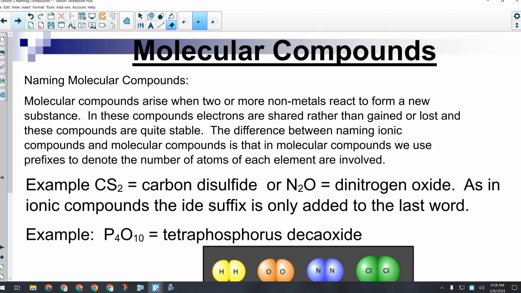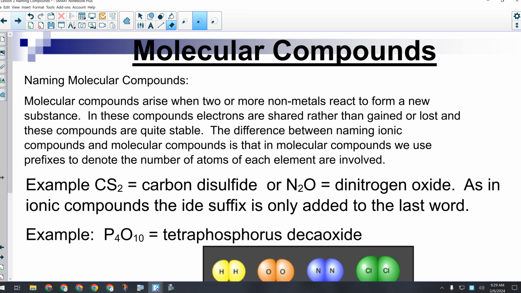Molecular compounds need prefixes because they're sharing electrons, not trading them. There's any number of ways that any two atoms could combine with each other and be happy. Because they're sharing electrons, you're never going to balance the charges like you do in an ionic compound, because all nonmetals are negative. So you're never going to make those charges balance out. You keep adding negatives, you just keep getting more and more negative. It's like two wrongs don't make a right, but three do.